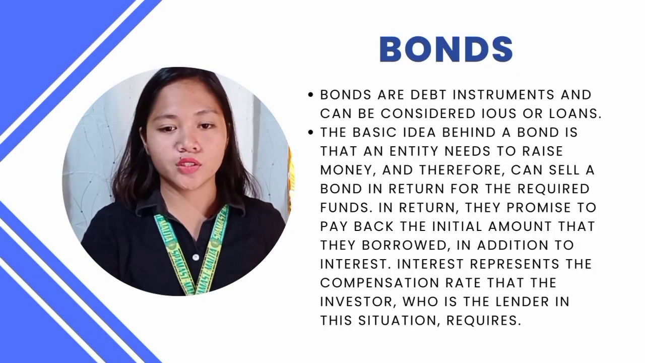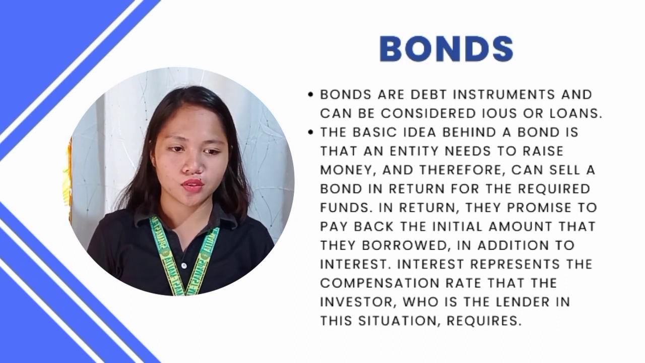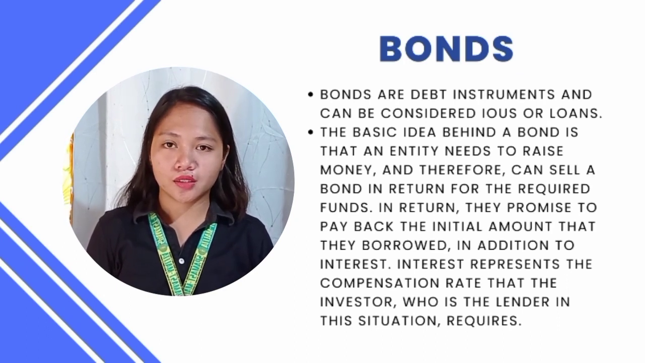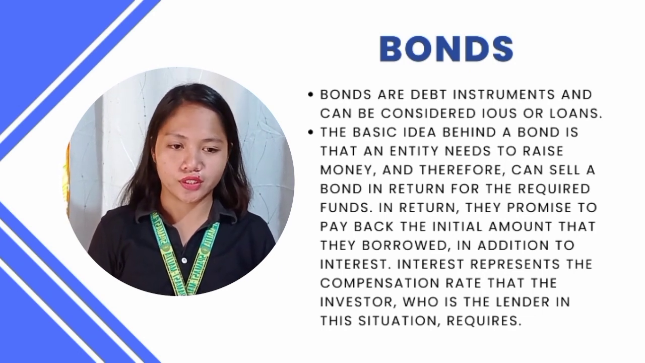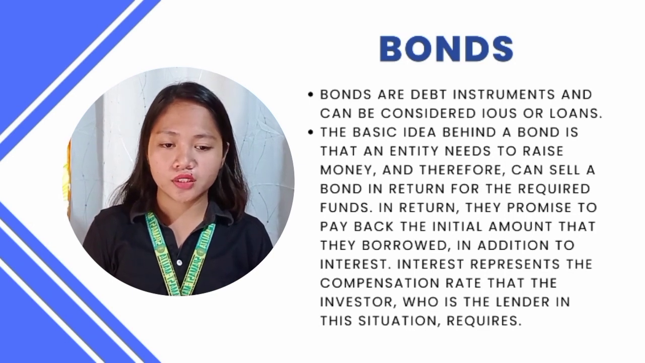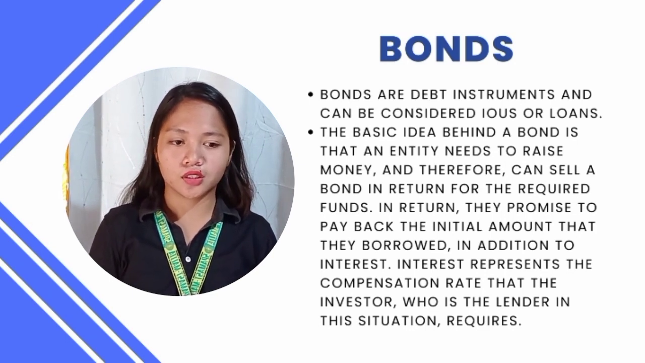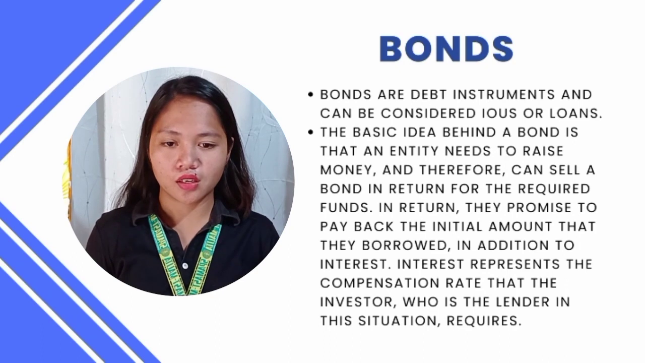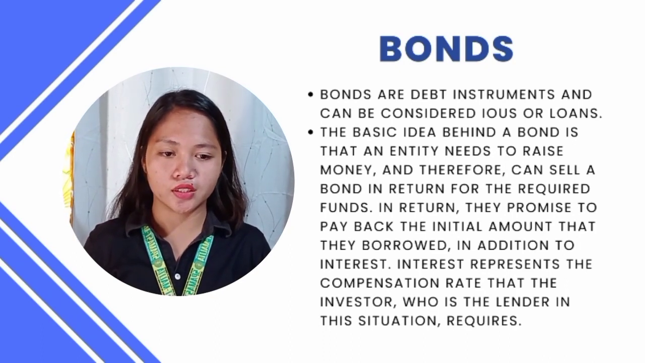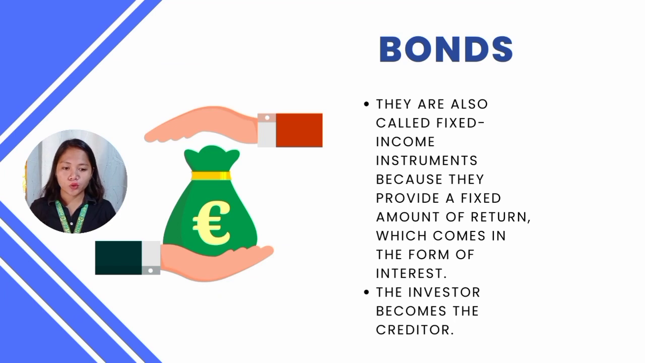Bonds. Bonds are debt instruments and can be considered IOUs or loans. The basic idea behind a bond is that an entity needs to raise money and therefore can sell a bond in return for the required funds. In return, they promise to pay back the initial amount that they borrowed, in addition to interest. Interest represents the compensation rate that the investor, who is the lender in this situation, requires. They are also called fixed income instruments because they provide a fixed amount of return which comes in the form of interest. The investors become the creditor.